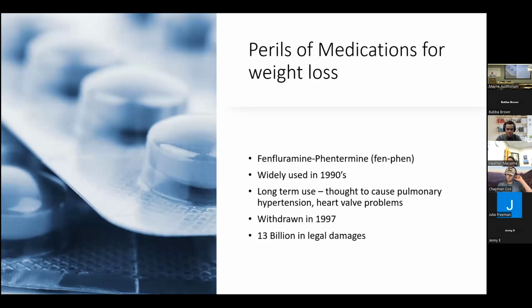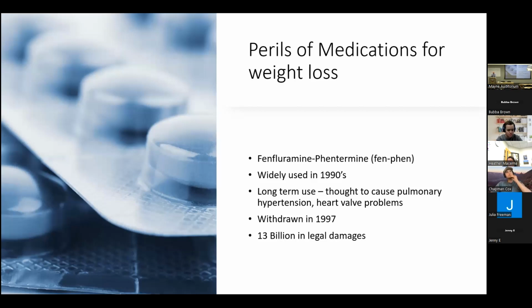what turned out was that it was causing people to develop pulmonary hypertension and heart valve problems. So the FDA pulled the drug after it was being used for about 10 years. And after all the damages have been coming in, it's roughly around 13 billion for the manufacturer. So not a good story. We've heard that of the other medications too.